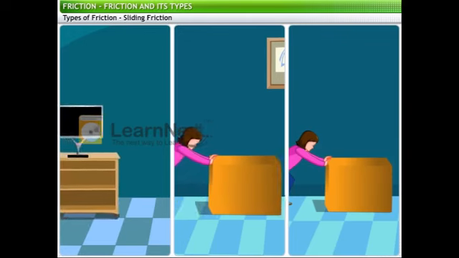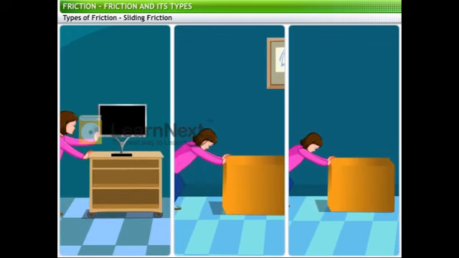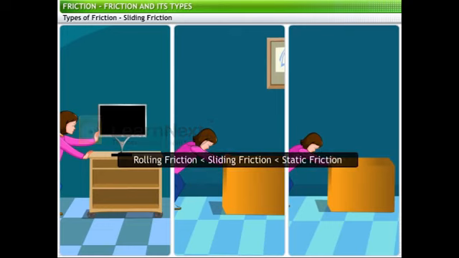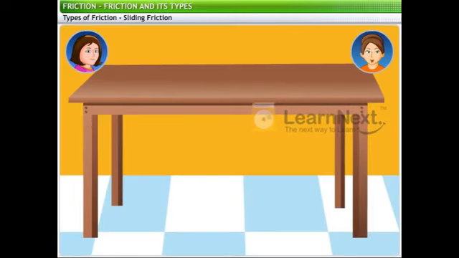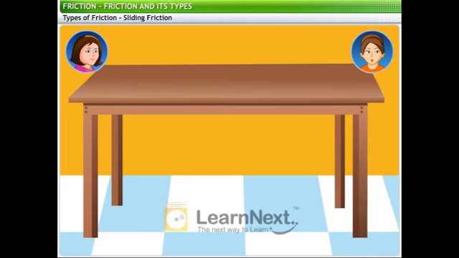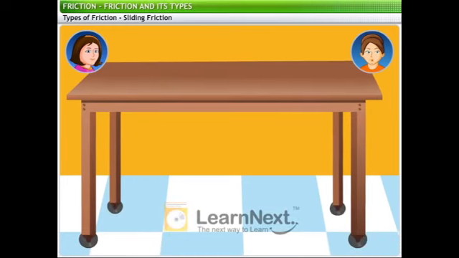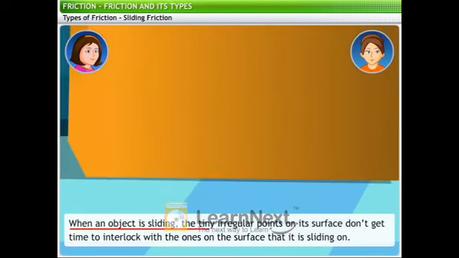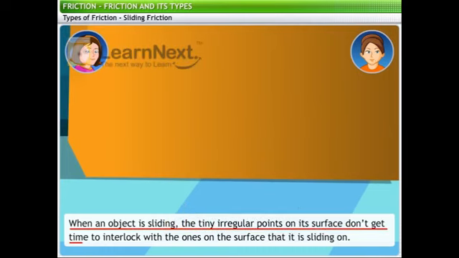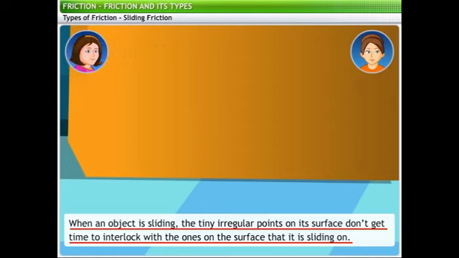Can you tell me how these frictions compare? Well, going by what we discussed, rolling friction is a little less than sliding friction, which in turn seems to be less than static friction. That's right. You need lesser force to keep sliding the table than to move it from rest. And you would need even lesser force to keep it moving if the table had wheels. When an object is sliding, the tiny irregular points on its surface don't get time to interlock with the ones on the surface that it is sliding on. That's why you encounter lesser friction while sliding.